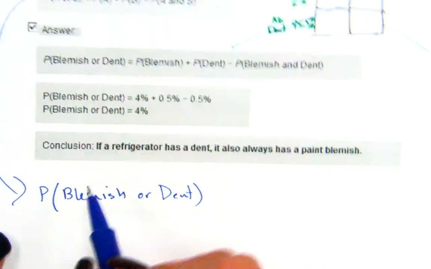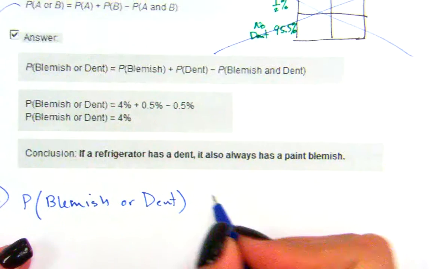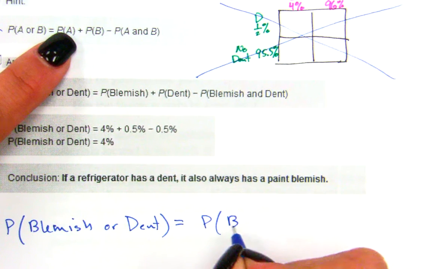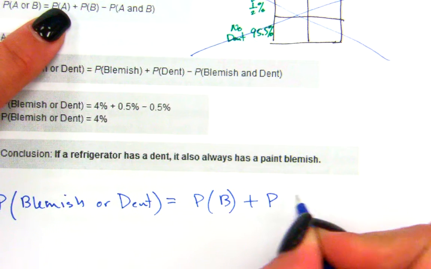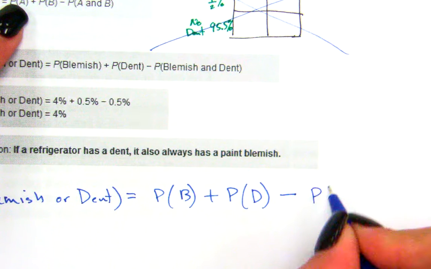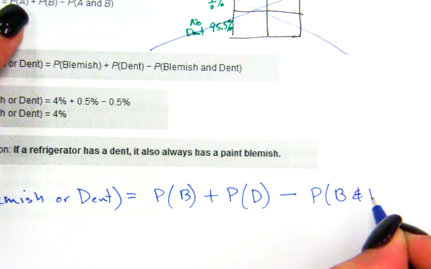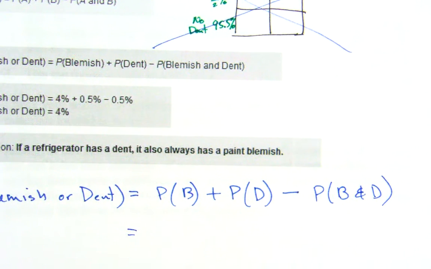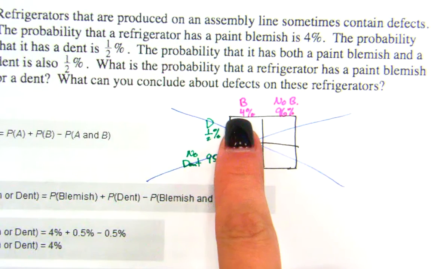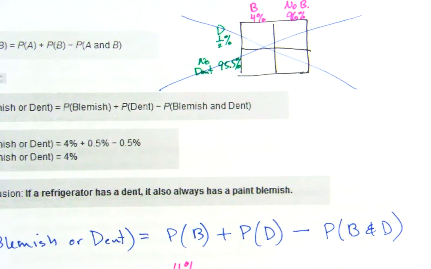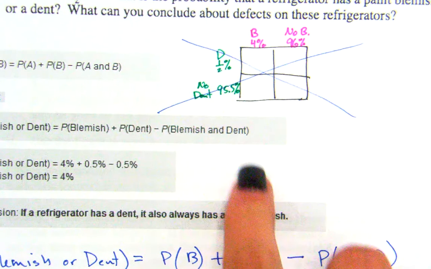So probability of B or probability of D is equal to P of A, the first one, so the probability of the blemish, plus the probability of the dent, minus the probability of the blemish and the dent. Well, we know the probability of the blemish was 4% from the beginning. So we have 4%, plus the probability of the dent. The dent was half.